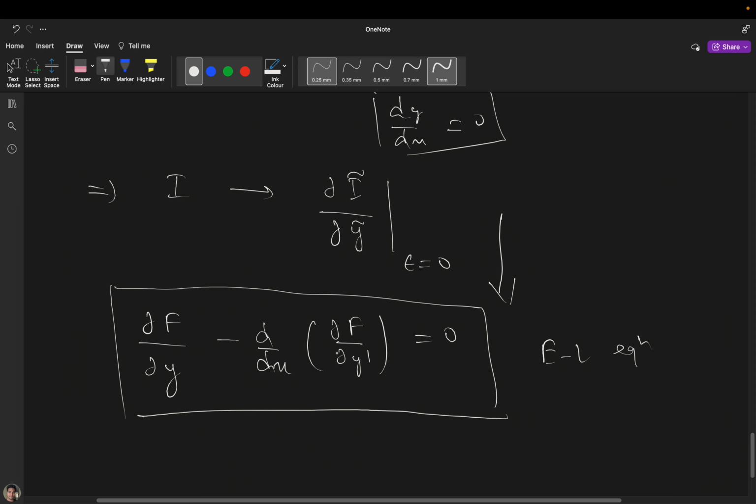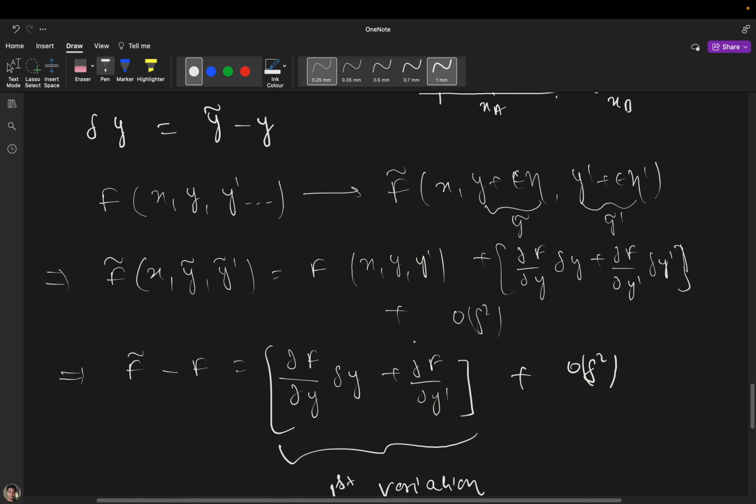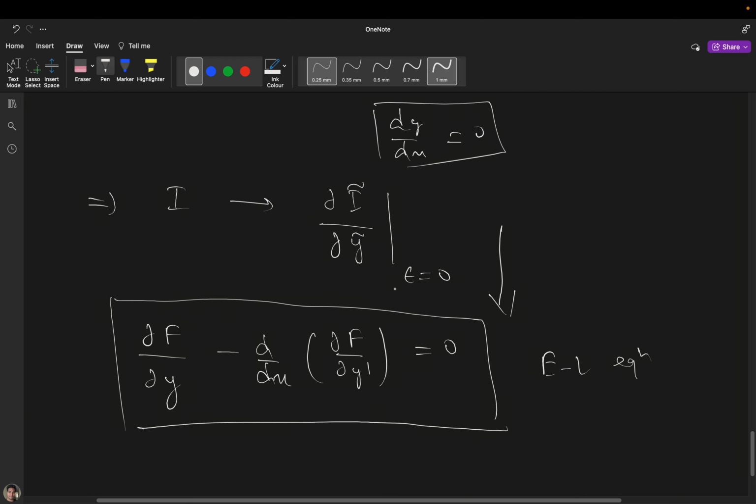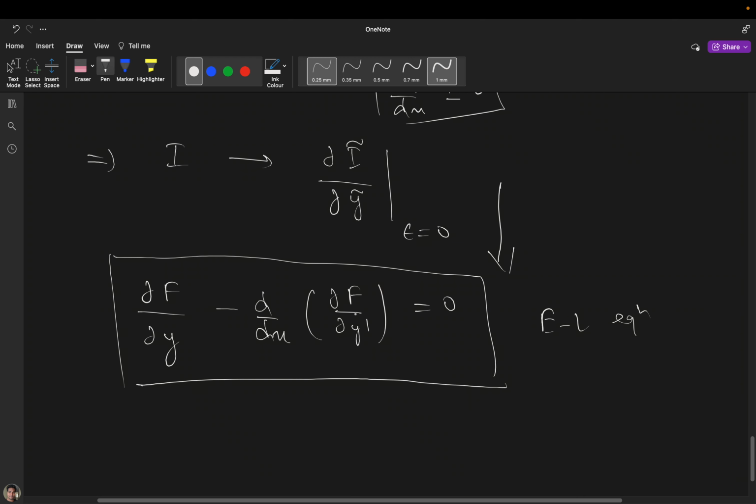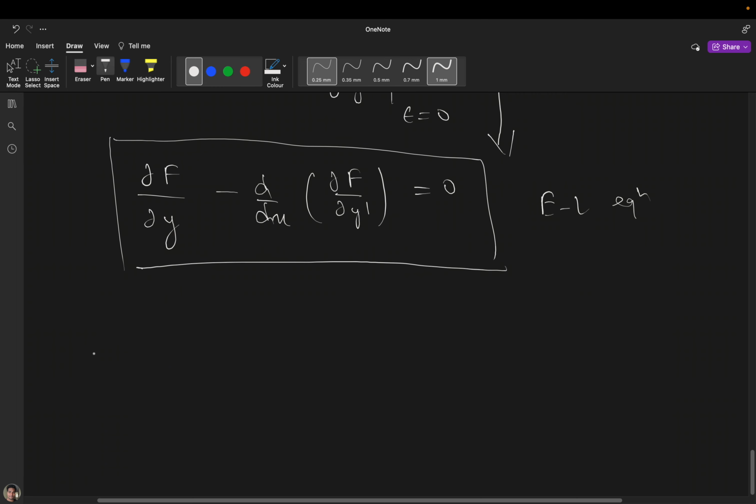The whole problem we will solve will revolve around this expression, but this is not just an expression. This is a very simplified expression where the functional is just a function of y and y dash. Sometimes there will be several independent variables, sometimes several dependent variables, so accordingly this expression will change. But for this moment we will stick with this Euler-Lagrange equation.